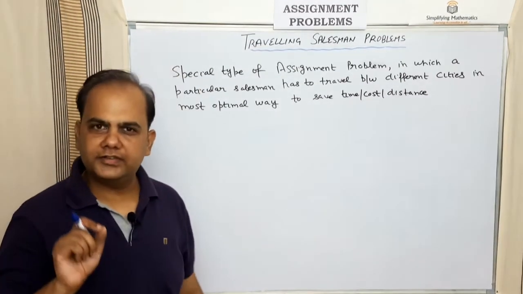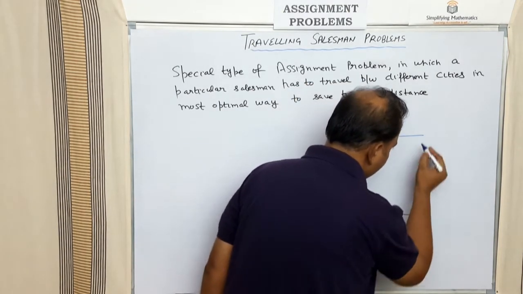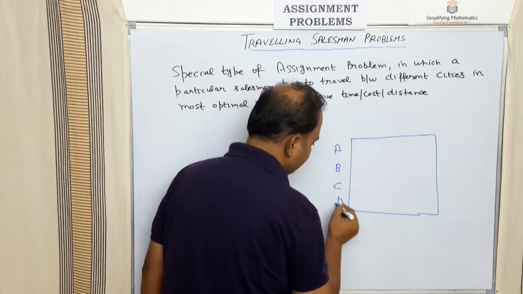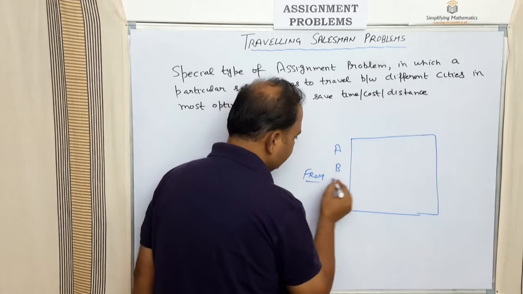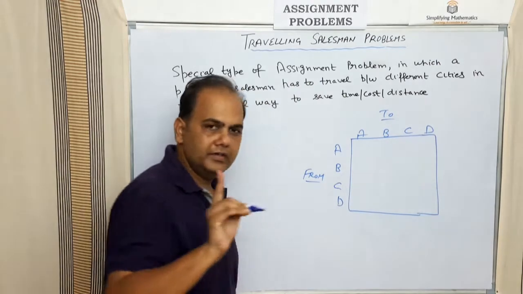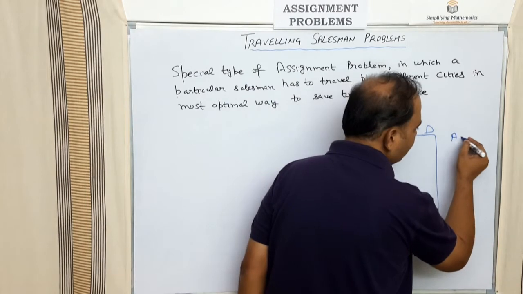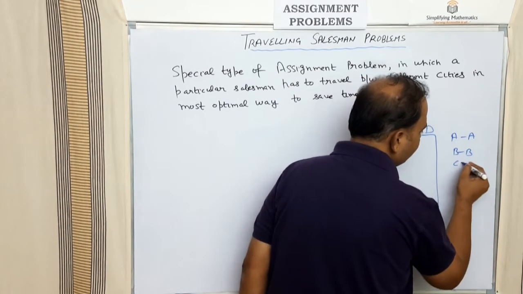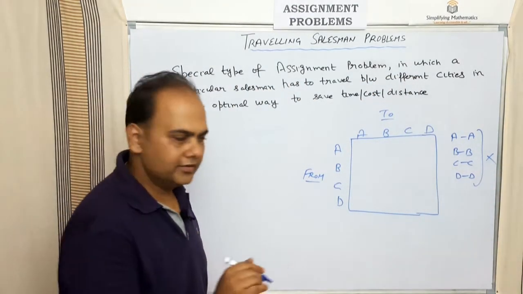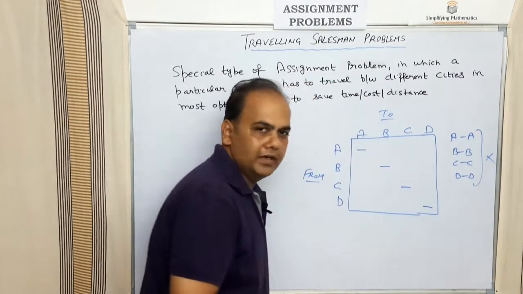So now consider a salesman who has to travel between different cities. We'll take 4 cities, A, B, C and D. The salesman has to travel between these cities. Now there is a condition that a salesman cannot travel to the same city. So this means A to A, B to B, C to C and D to D is not possible. There is a restriction that he cannot travel from A to A, from B to B, from C to C and from D to D.